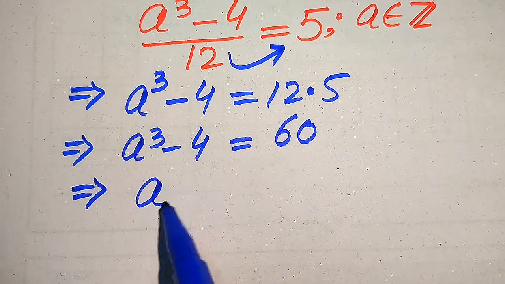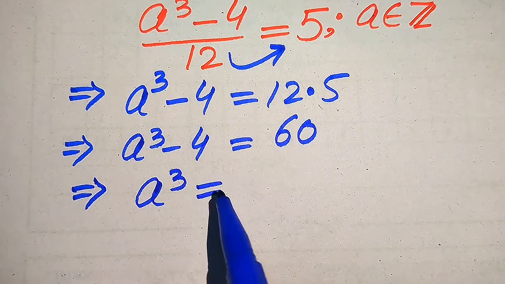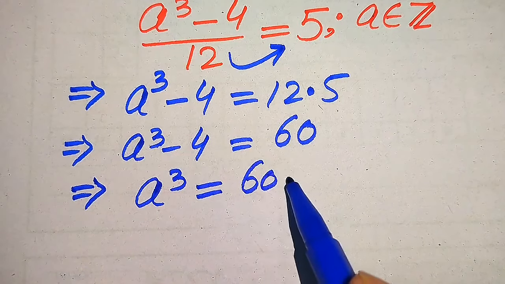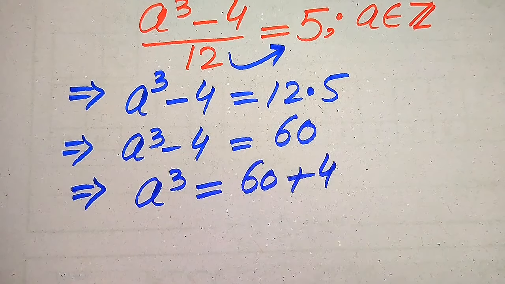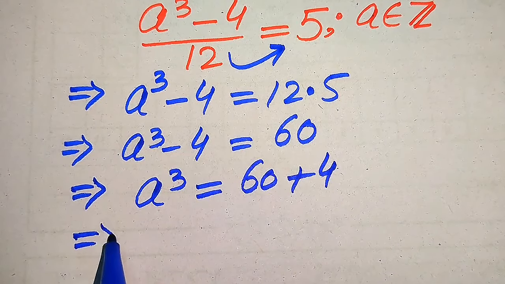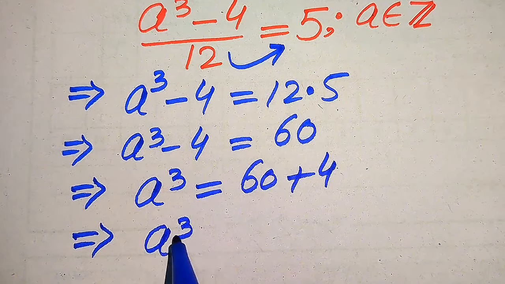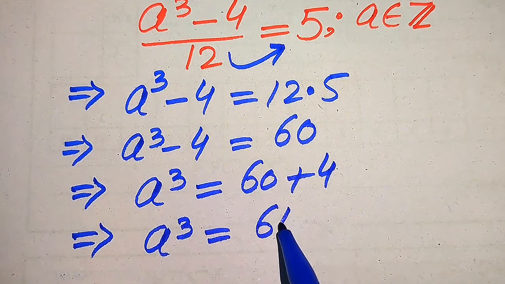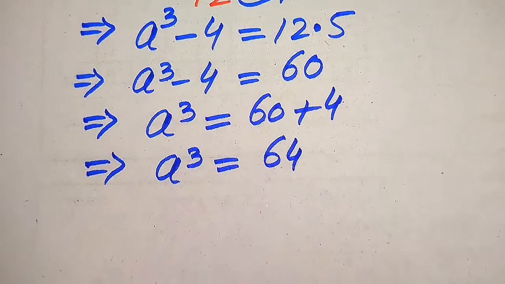And further in the next step we move this minus 4 to the right hand side, and it becomes a cubed equals to, this is minus 4, when we move it to the right hand side this becomes plus 4, and we get the value of a cubed is equal to 60 plus 4 becomes 64.